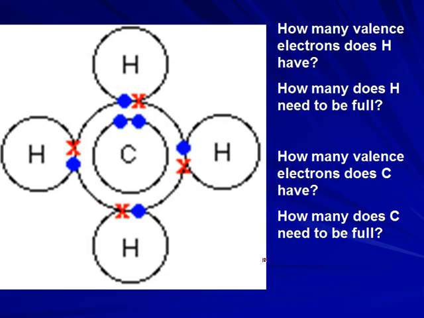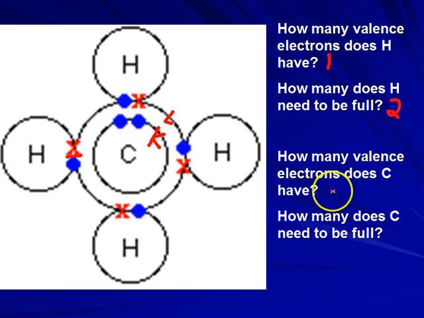So when we look at this one, this is actually methane. How many valence electrons does hydrogen have? Well, again, we just talked about in the last slide. It just has the 1. Now here they actually put the K shell in here as well as the L shell. So you can see both. So how many valence electrons does hydrogen have? Well, it has 1. How many does hydrogen need to be full? We just talked about that. The K shell needs 2.